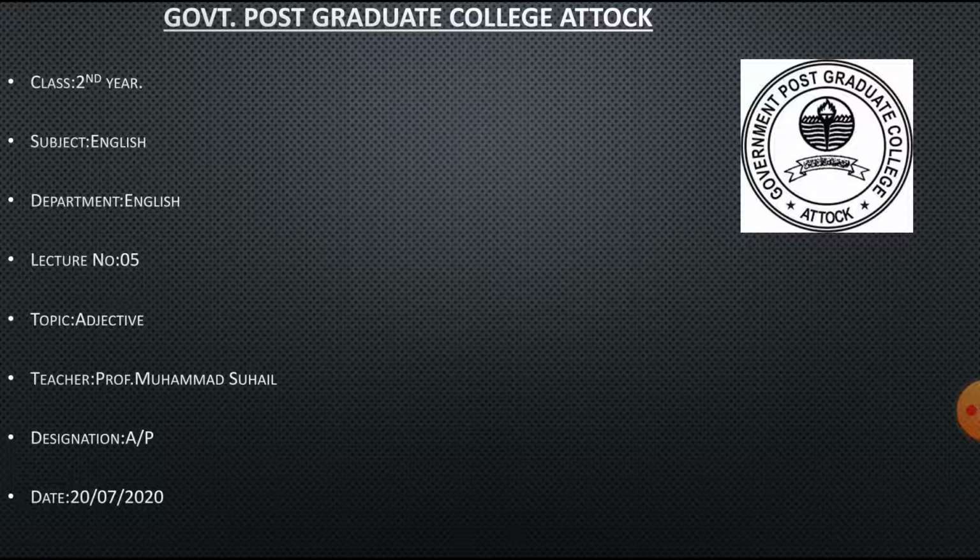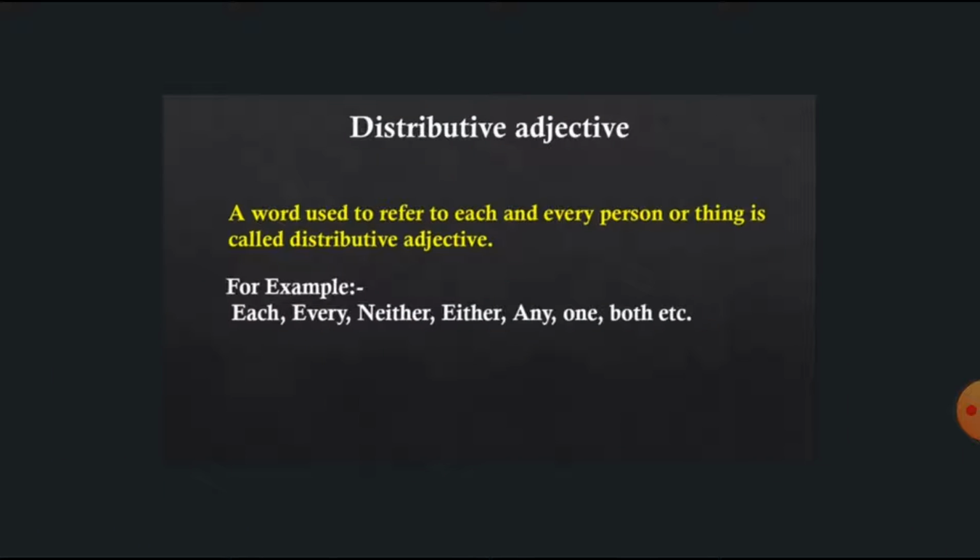We discussed certain types of adjective, and we shall carry on with the next types of adjective. Distributive adjective. A word used to refer to each and every person or thing is called a distributive adjective. For example, each, every, neither, either, any, one, both, etc. All these words are used as distributive adjectives.